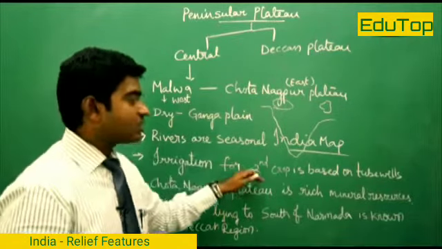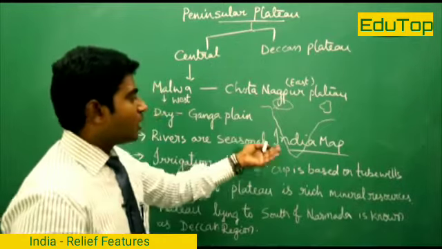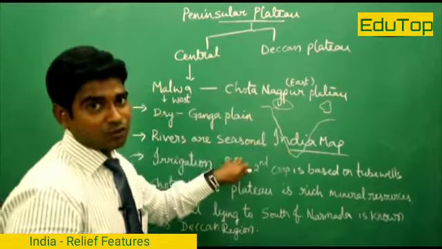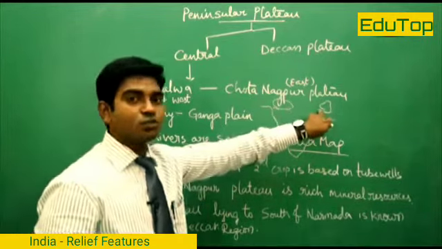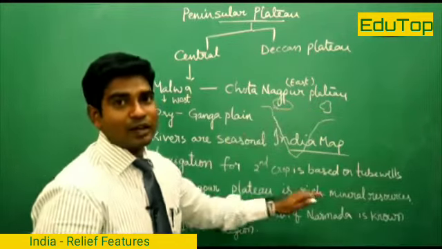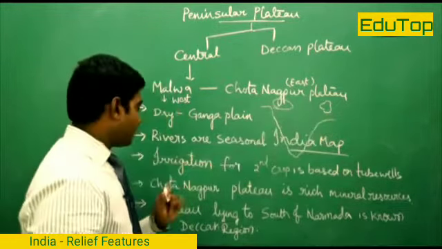The second crop region is completely based on the tube wells and the underground water levels, because we don't have the continuous flow of the rivers. They are seasonal rivers which are flowing through here. We don't have any perennial rivers in this Malwa Plateau or in the Chota Nagpur Plateau region. The Chota Nagpur Plateau is also rich in mineral resources. That's why it is also known as the Ruhr Valley of India.